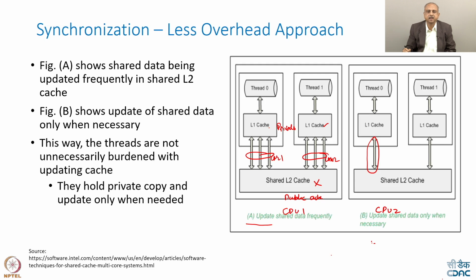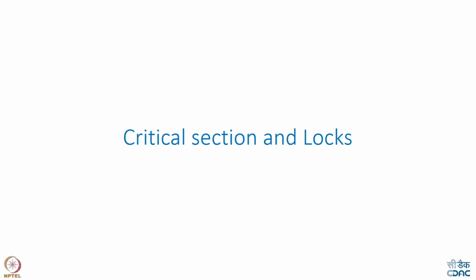So, the L1 cache holds a private copy, whereas the L2 cache holds the public copy. The public copy is shared between the two threads, and in the second case here, as you see, the time it takes to update the shared cache is less, because only when necessary the variable x in the shared cache is updated. Now we look at another methodology called critical section, which is handled using locks.